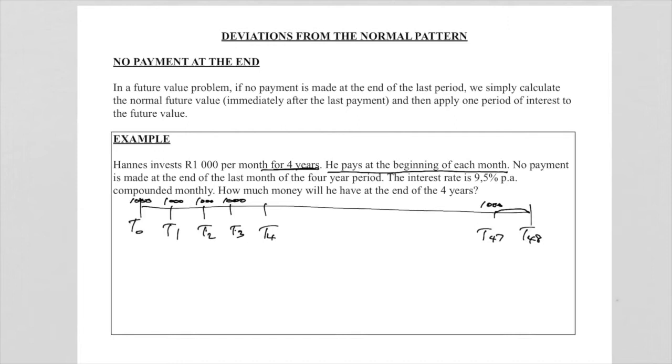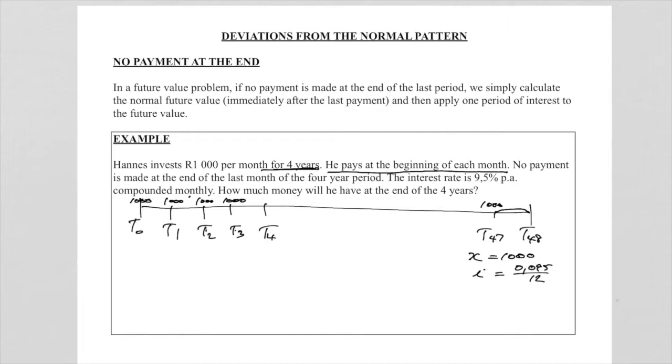So let's just now write down what is given to us. The monthly payment, which is X, is 1,000 Rand. Our interest rate I is 0,095 over 12. Please take note, over 12. Why? Because it is monthly.